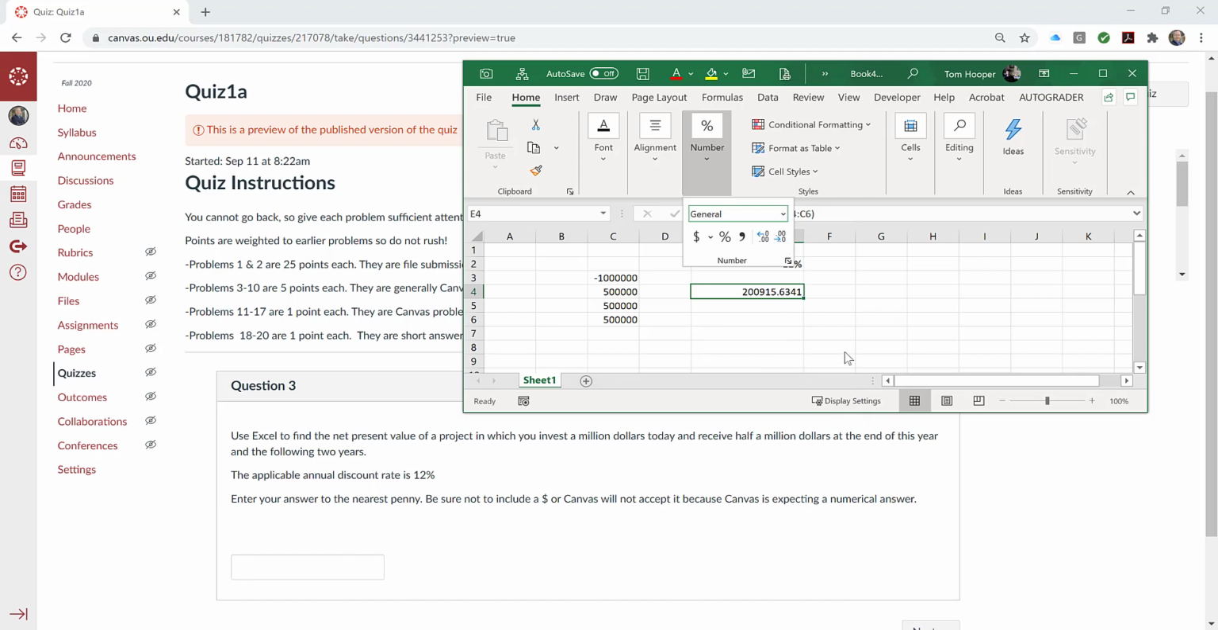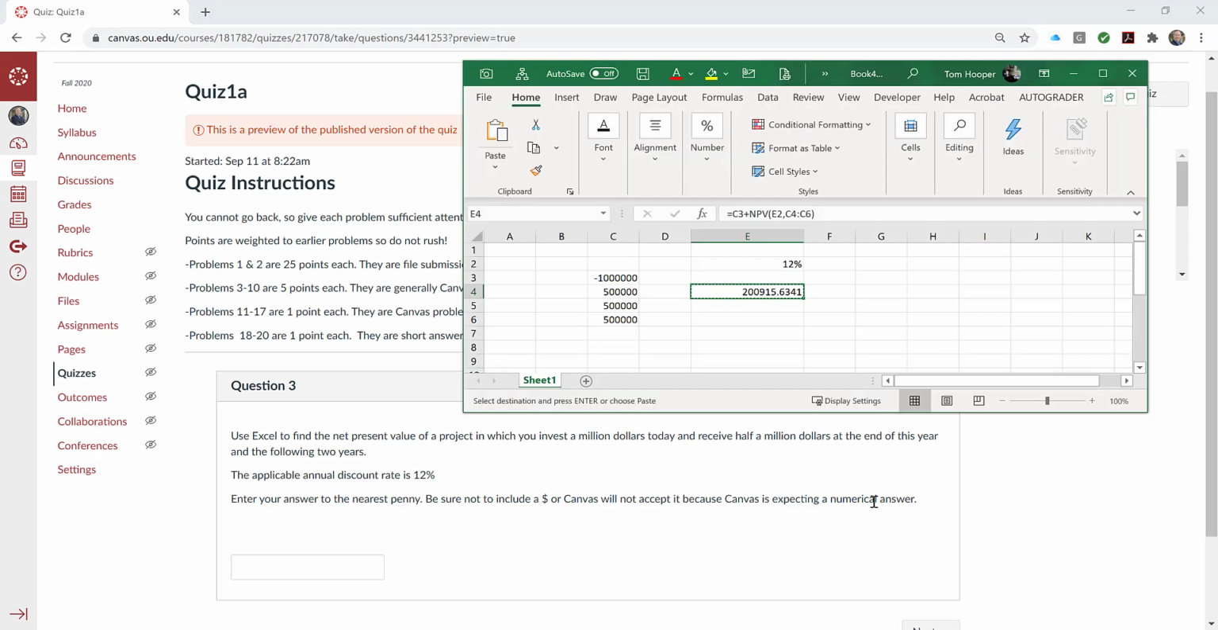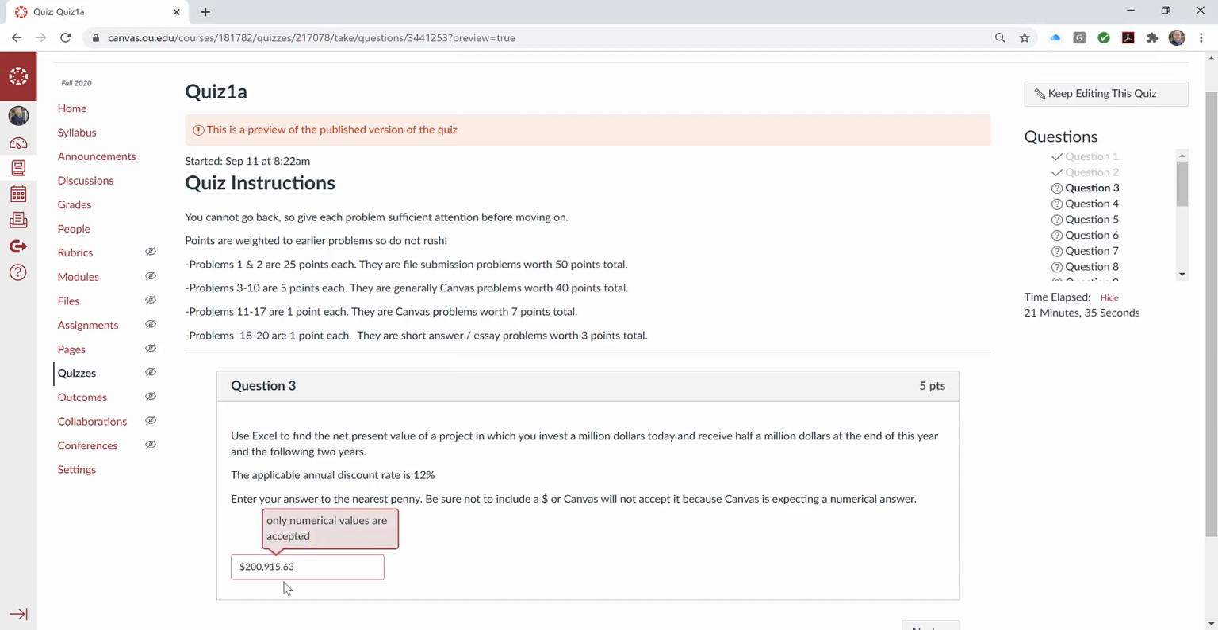And I'm going to copy that cell. I'm going to paste it right here. Actually, before I do that, I'm going to tell you what I mean by this. Being sure not to include a $ sign or Canvas will not accept it because it's expecting an answer. If I had formatted that as some kind of a currency and tried to copy it and paste it here, Canvas gives me this error. It says only numerical values are accepted.